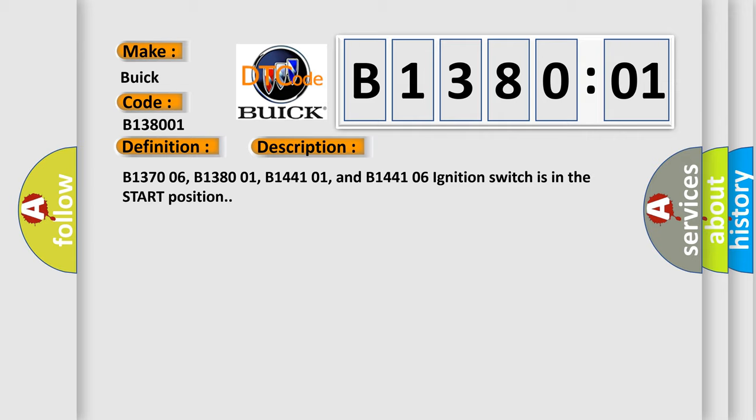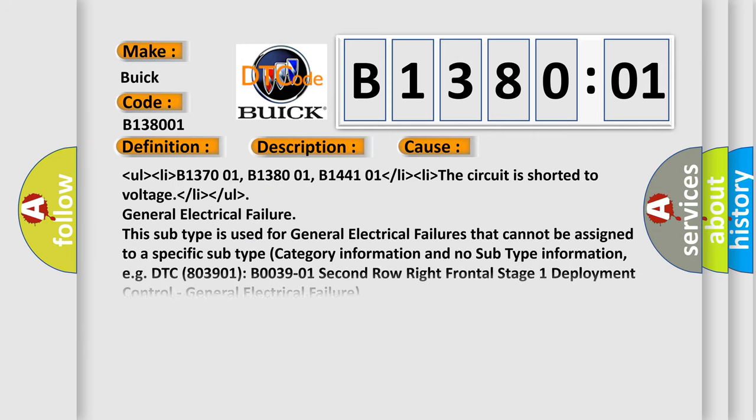B1370-06, B1380-01, B1441-01, and B1441-06: ignition switch is in the start position. This diagnostic error occurs most often in these cases: B1370-01, B1380-01, B1441-01, the circuit is shorted to voltage; general electrical failure.